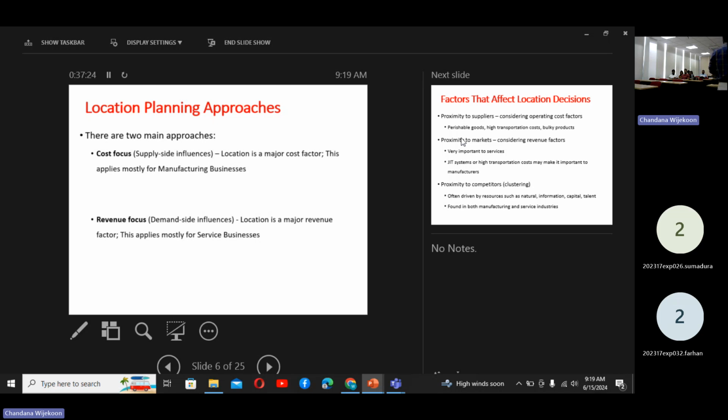Now, these are the two main approaches, what we call cost focus and the revenue focus. This is just for education purpose. When making the decision, they will not only focus on one, they will consider both. This is just for education purpose. We classify.